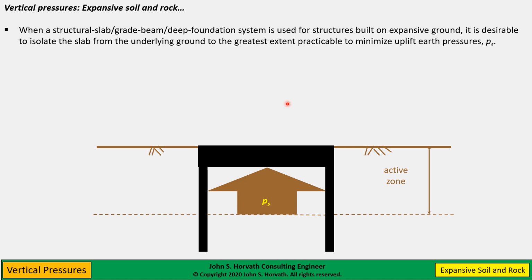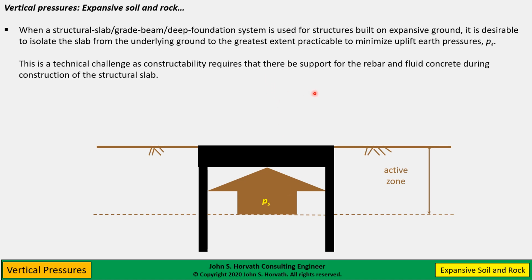As I indicated earlier with expansive ground, I noted that things that are done during construction, such as covering over the ground surface, will change the moisture regime around the structure and beneath the structure. And these changes can then cause long-term changes in the uplift pressures.